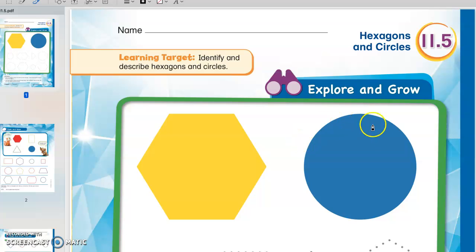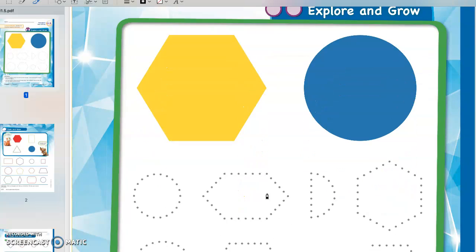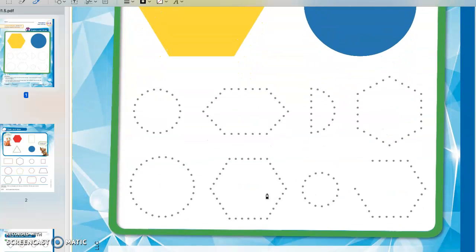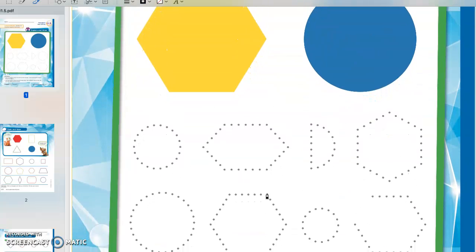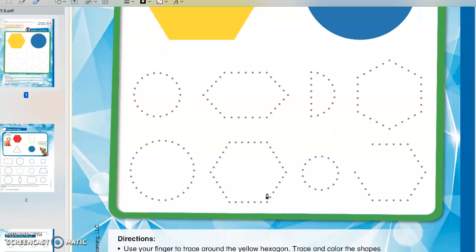Now, circles have no vertices and no sides. Circles only have one long curve. So at the bottom, if you have yellow and blue crayons or colored pencils, that would be great.